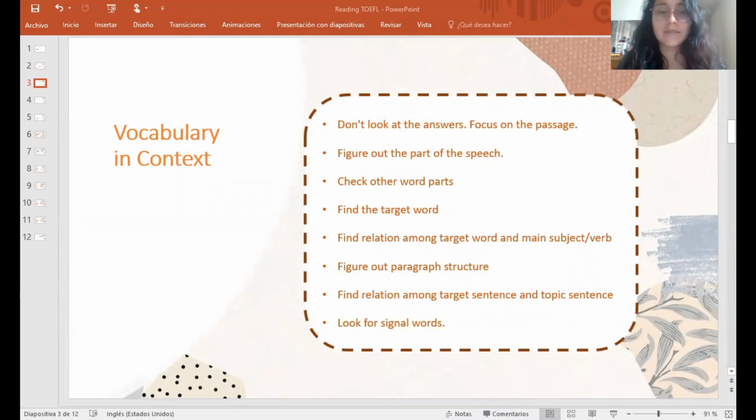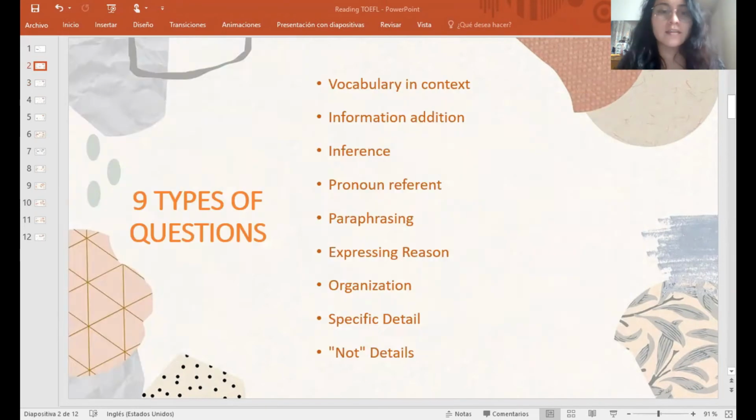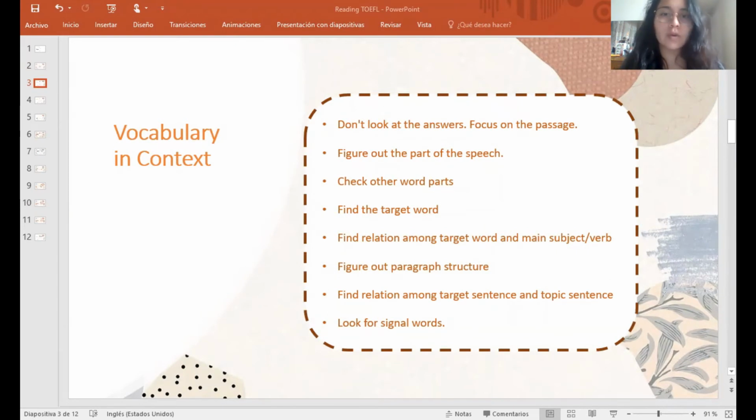The first type of question is vocabulary in context. Vocabulary in context is the most common question in the test and requires you to choose the best synonym for a target word. There are 8 steps to find the meaning of a word, and the most important: don't look at the answer and focus on the passage. Second, figure out what part of speech you are dealing with. Is it a noun, verb, or adjective?